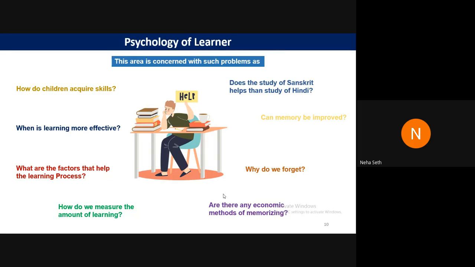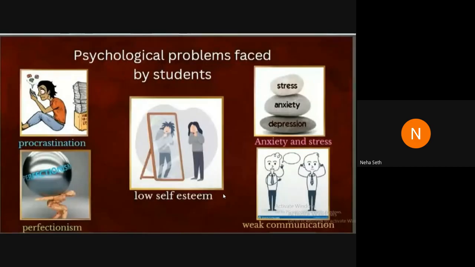Okay, please come to the next slide. Now, these are the psychological problems which are generally faced by the students. And if we understand these problems, we'll be able to answer the questions in the previous slide. Now, how do students behave when they are facing some kind of psychological problem? At times you see procrastination behavior in the students. Now, what is procrastination?